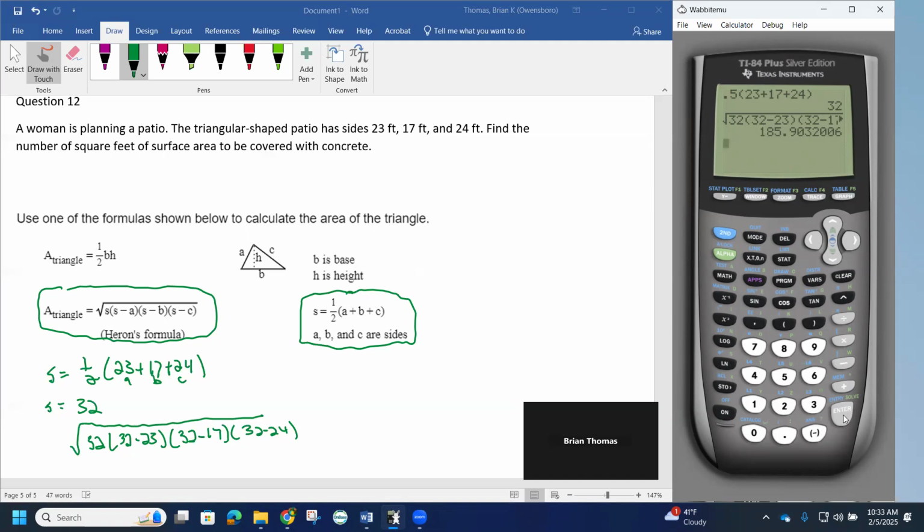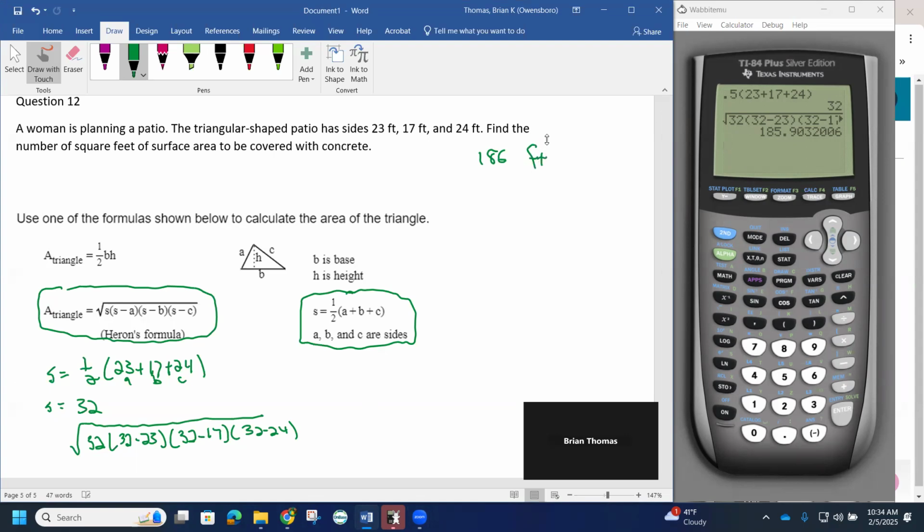I think this one said round to the hundredths place, but I'm not 100% sure. Let me pause for a second and see where it asks for the rounding. Actually, it says to round to the nearest square foot. So it's either going to be 185 or 186. Since there's a 9 there, it's closer to 186. So the answer is 186. And since we're talking area, square feet, we use the notation ft with the power of 2. Inside the triangular shape, there would be 186 squares that are foot by foot, or we say 186 square feet.